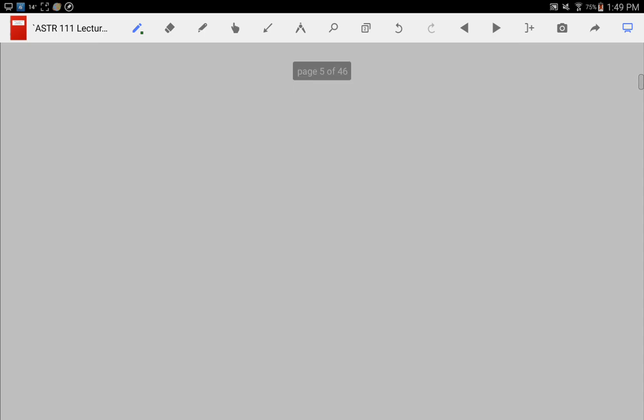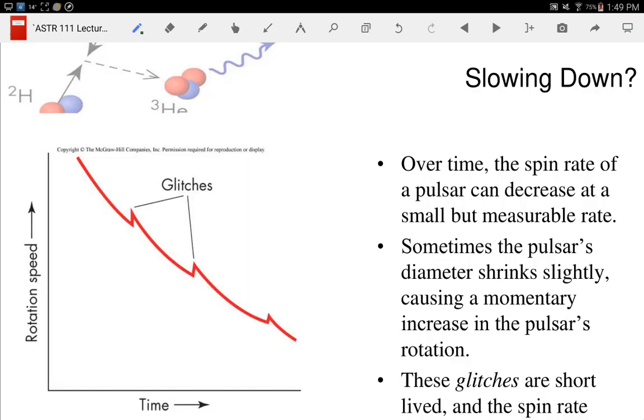So as it loses energy, the neutron star slows down? Yes. The same would be true when you're running. As you lose energy, you slow down, right? Yeah.